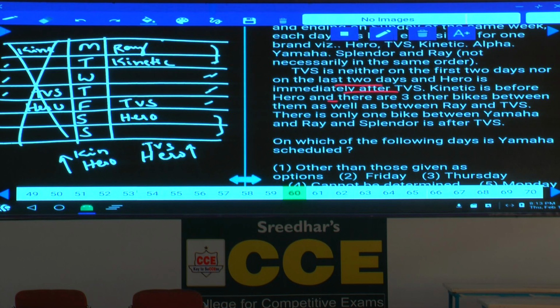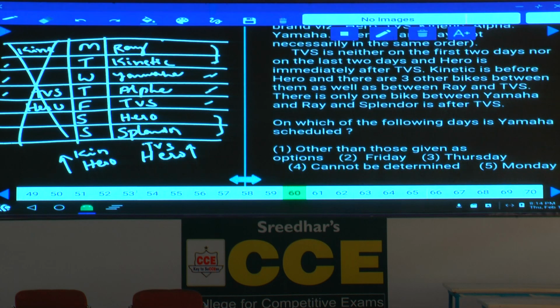Now, we are left with 1 case, and there is only 1 between Yamaha and Ray. Between Yamaha and Ray there must be exactly only 1. Hence, Yamaha must be on Wednesday, and Splendor is after TVS. Splendor must be on Sunday. If Splendor is on Sunday, then what else is left over here? Alpha is left over, and this Alpha must be on Thursday. Clear now? This is how these 7 are placed on 7 different days.